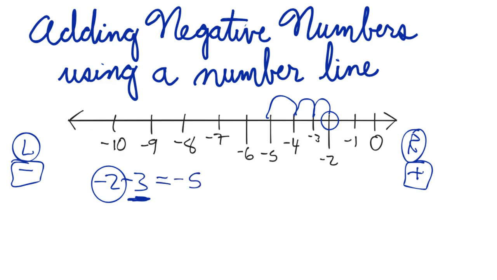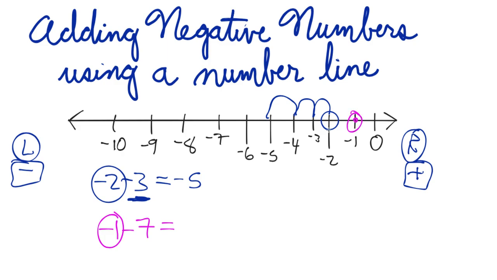Good. I'm going to use a different color. Apologize. We're going to superimpose another problem on this. Let's say we had negative 1 minus 7. So again, we're going to start at negative 1. We'll start here, negative 1. That's where we're going to start.